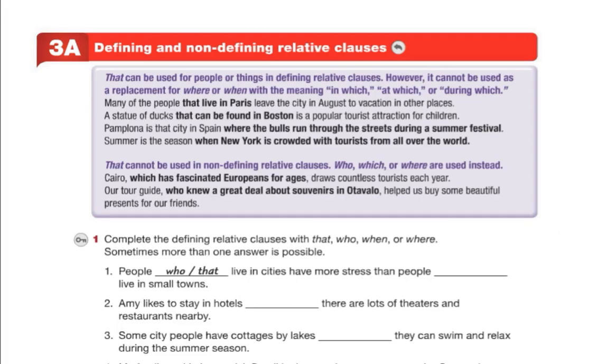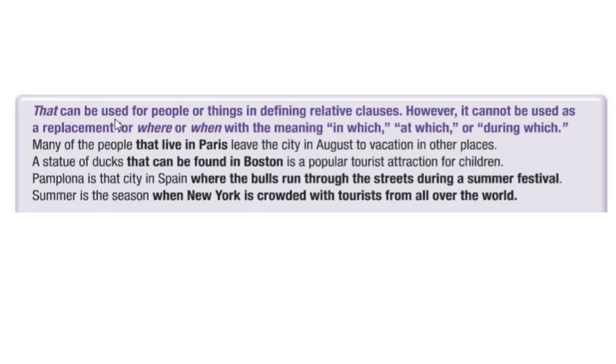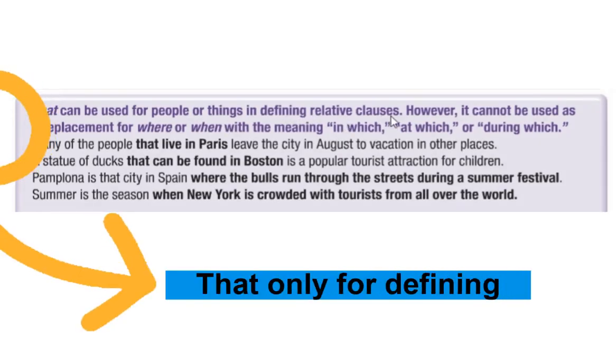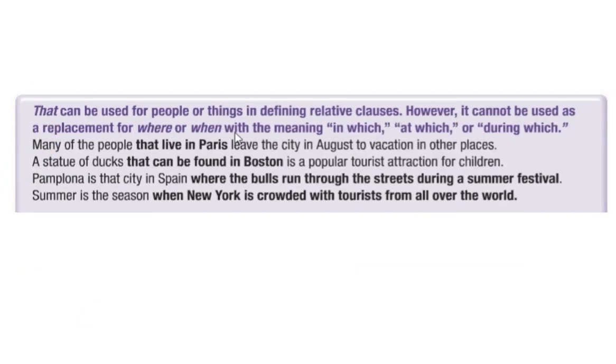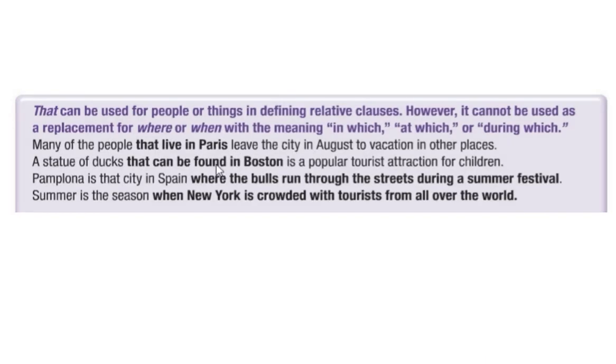Then we have here in this box a little explanation that "that" is a relative pronoun, right? And it can be used for people or things in defining relative clauses. This is exclusively for defining. However, it cannot be used as a replacement for where or when, with the meaning in which, at which, or during which. As you can see in the next example, we have: Many of the people that live in Paris leave the city in August to vacation in other places.